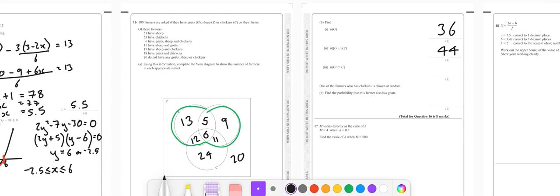And not G, so not in G, intersection with C. So the bits that are not in G but are in C is that box, that's 35.